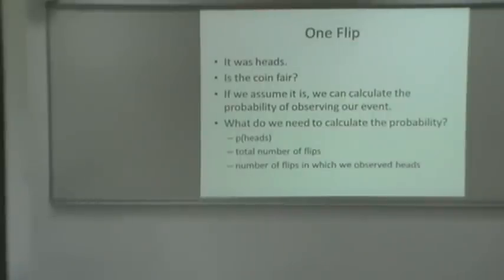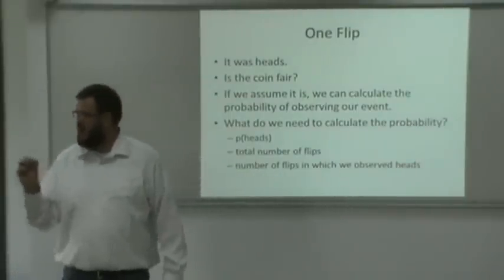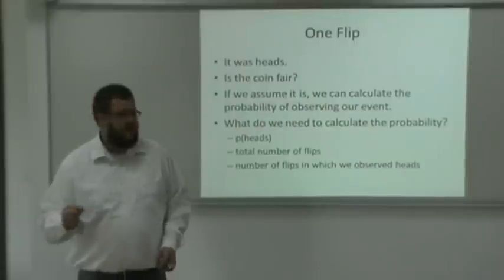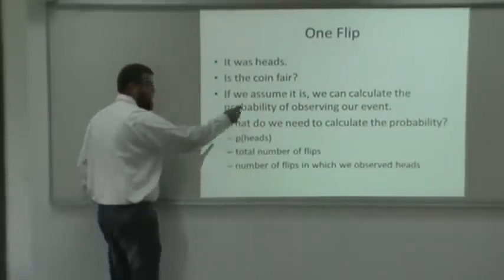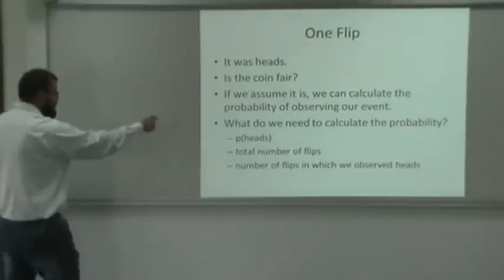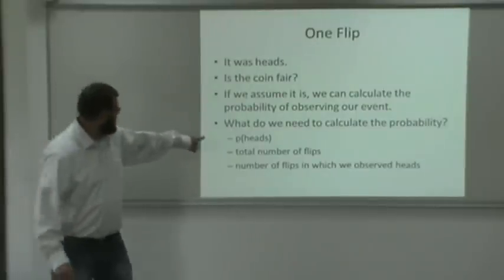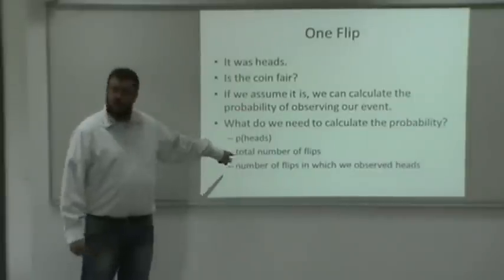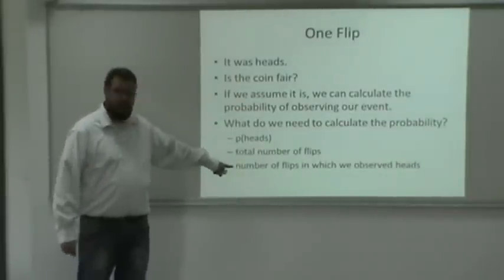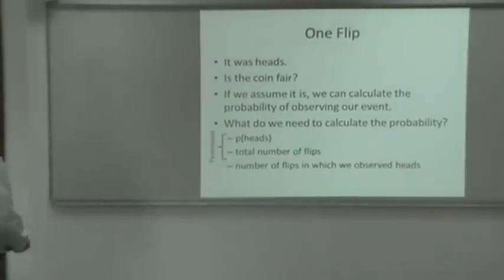We also need to know how many times we flipped it, right? If we flipped the coin 1,000,000 times and got one heads, that's way different than if we got one heads in one flip, right? So we need to know the probability of getting a heads if it's a fair coin, the total number of flips, and the number of flips in which we observe heads. So what are these things? 0.5 for a fair coin. 1. 1, if I had really gotten the heads, okay?